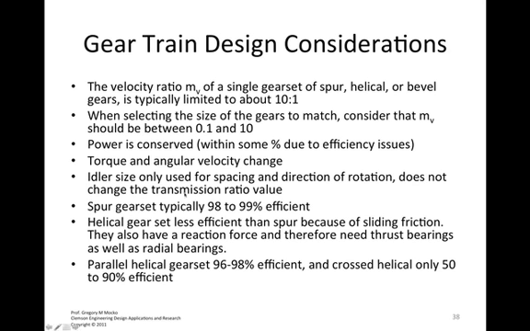Spur gears are typically 98 to 99% efficient. Helical gears are less efficient because of sliding friction. Parallel helical gears are 96 to 98% efficient, and crossed helical gears, so when we're dealing with shafts that are perpendicular, are 50 to 90% efficient.